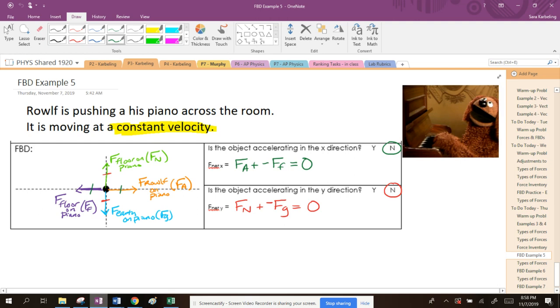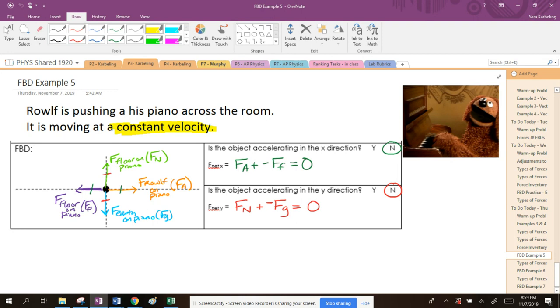Physicists. So I'm going to pick up a little bit from where we left off yesterday. At the very end of class yesterday, we were looking at this example of Rolf pushing his piano across the room, moving at a constant velocity, and right before the bell rang, we decided that we had to have a second force acting in the x direction.